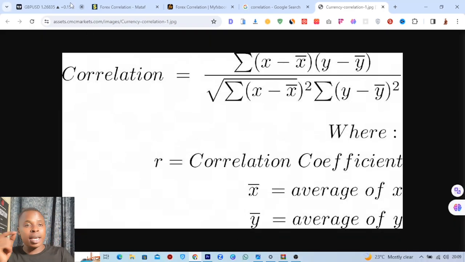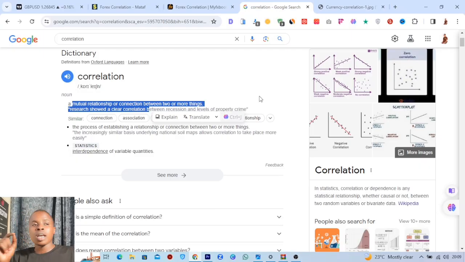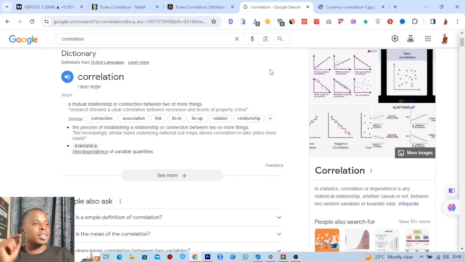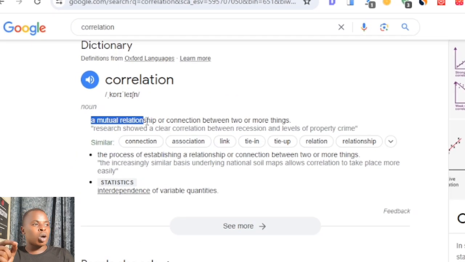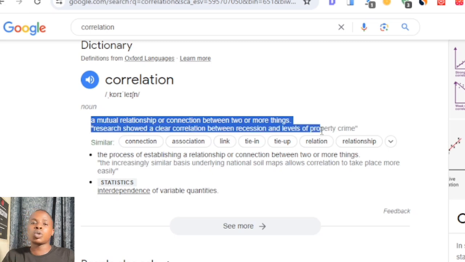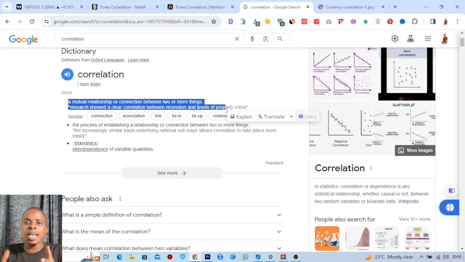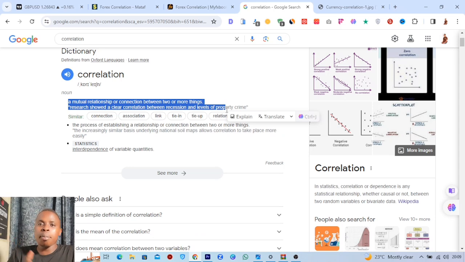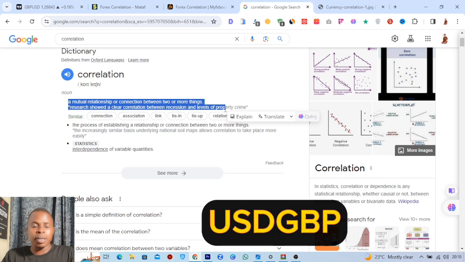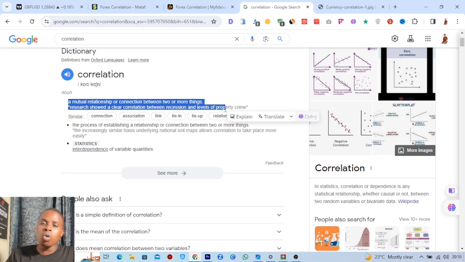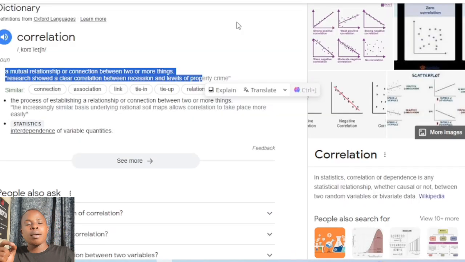So what am I talking about here? I'm talking about something called correlation. If you search what is correlation, you're going to see that correlation is simply a mutual relationship or a connection between two or more things. In trading, we are talking about the relationship between two or more instruments. For example, if you are trading currencies, there's a relationship between the USD/JPY and the USD/GBP because these currencies all contain the USD. So you need to know the movement that happens between them.